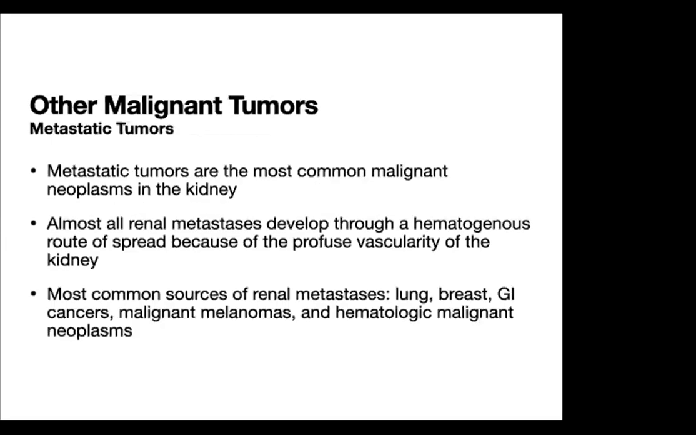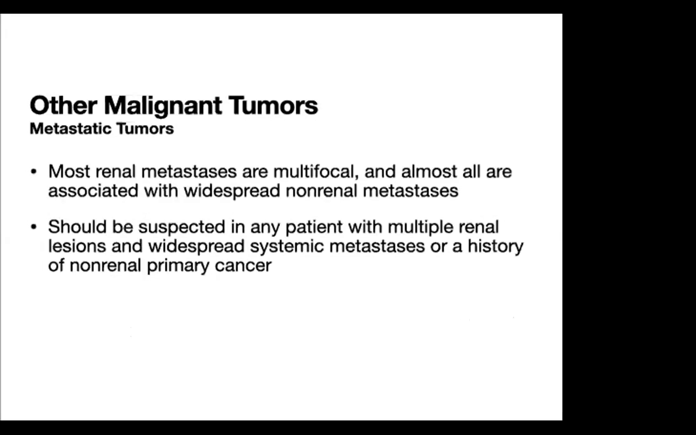Metastatic tumors are the most common malignant neoplasms in the kidney. So most common, in fact, are your metastatic tumors. All renal metastases develop through hematogenous route of spread because of the profuse vascularity of the kidney. The most common sources of renal metastases are your lung first, and then your breast, your gastrointestinal cancers, malignant melanomas, and hematologic malignant neoplasms. Most metastases are multifocal. Almost all are associated with widespread non-renal metastases. They should be suspected in any patient with multiple renal lesions and widespread systemic metastasis or a history of non-renal primary cancer.